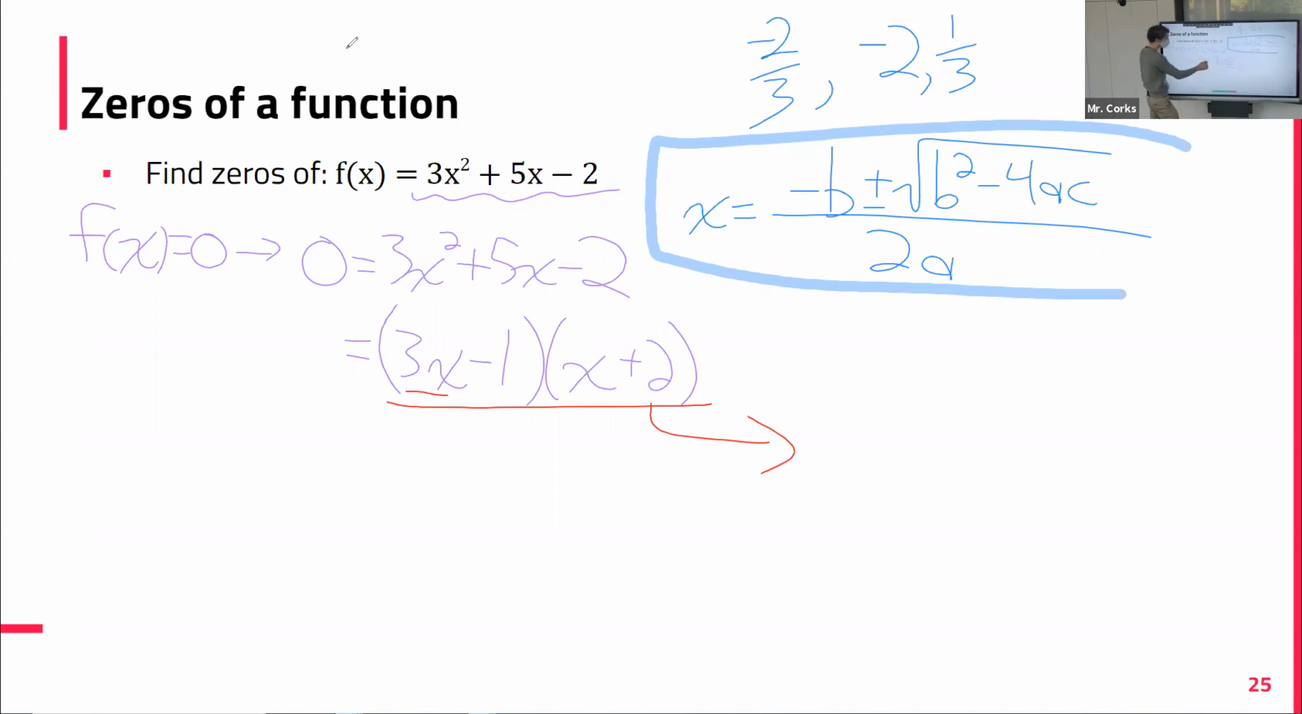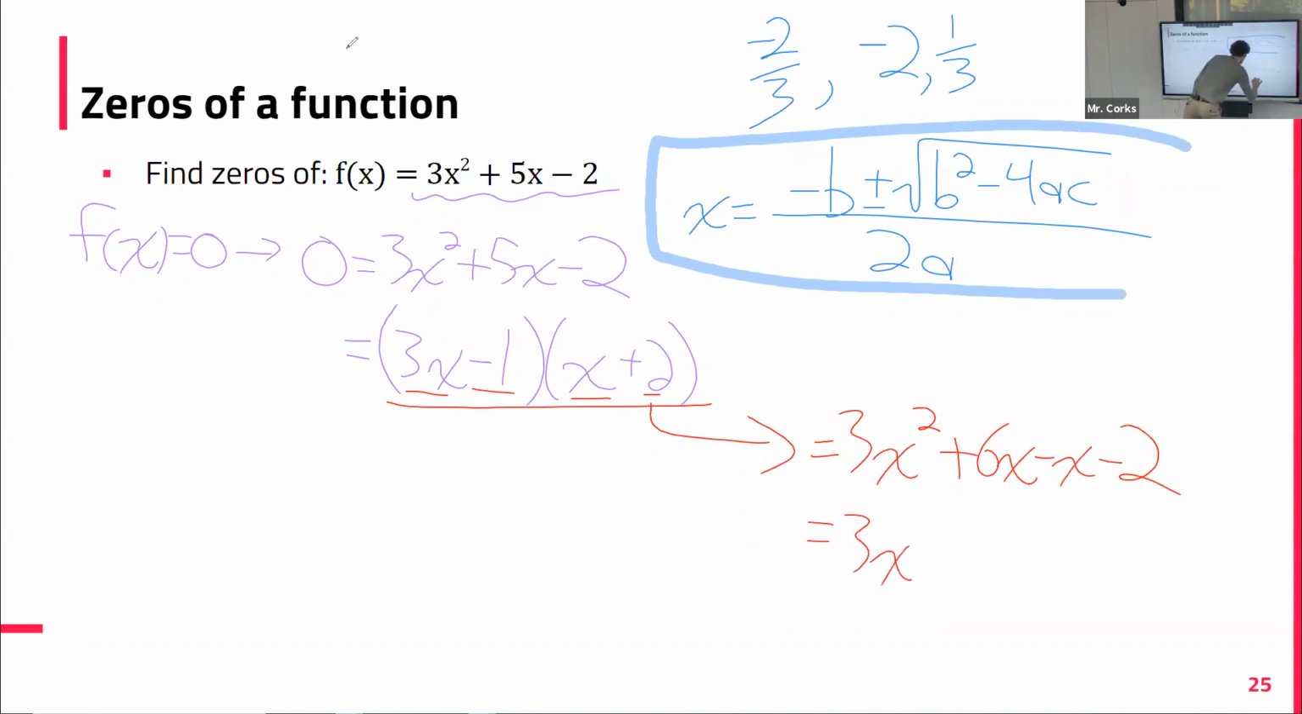We take the first term and multiply it by each thing in the other brackets. So that would be 3x squared. All right, that part seems okay. Then 3x times 2 is plus 6x. Then we take the other term from the first bracket and multiply it by both: -1 times x is minus x, -1 times 2 is minus 2. Simplifying, 3x squared plus 5x minus 2. It worked. So there are our factors.